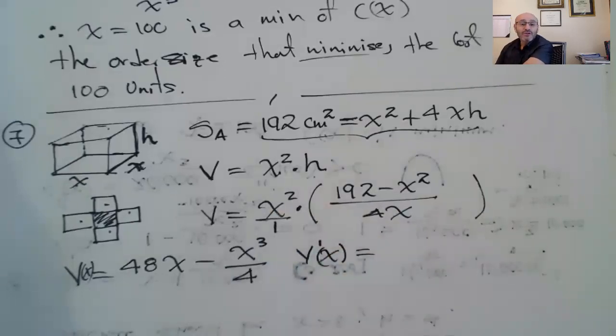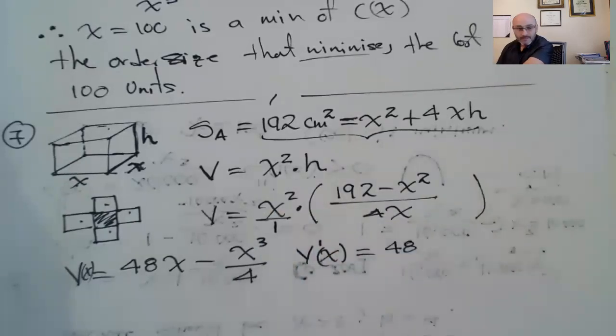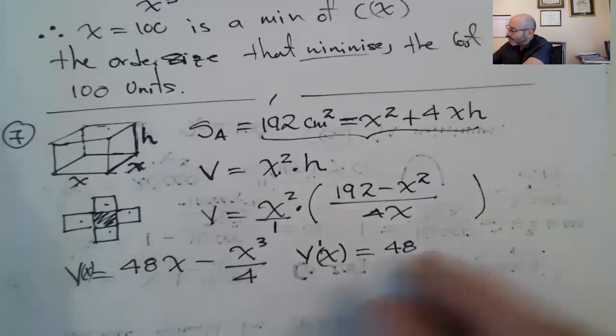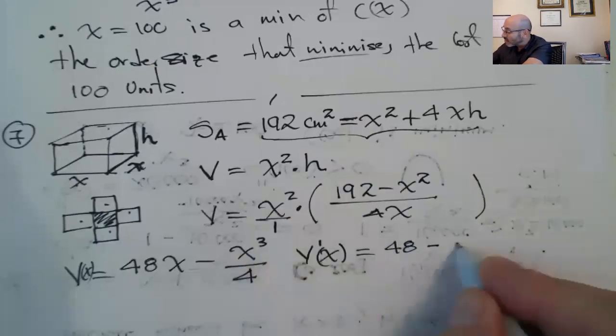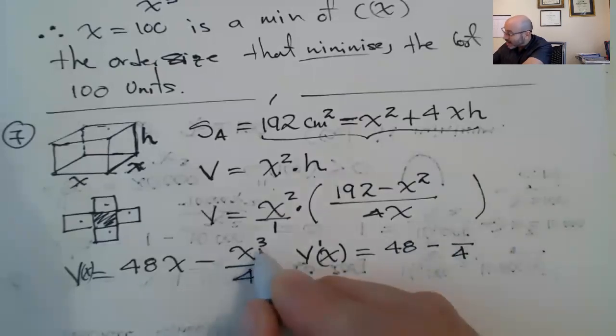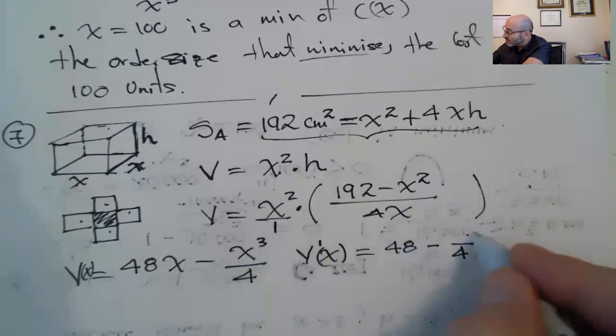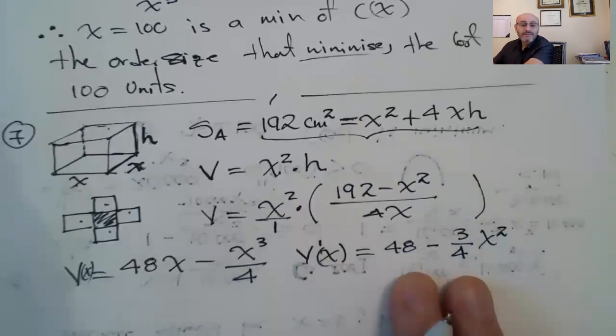Okay, so the derivative of 48x is just 48, minus the derivative of this. Well, the derivative of that is, 1 over 4 is a constant, right? The derivative of x cubed is 3x squared. Yeah. So that's my derivative.